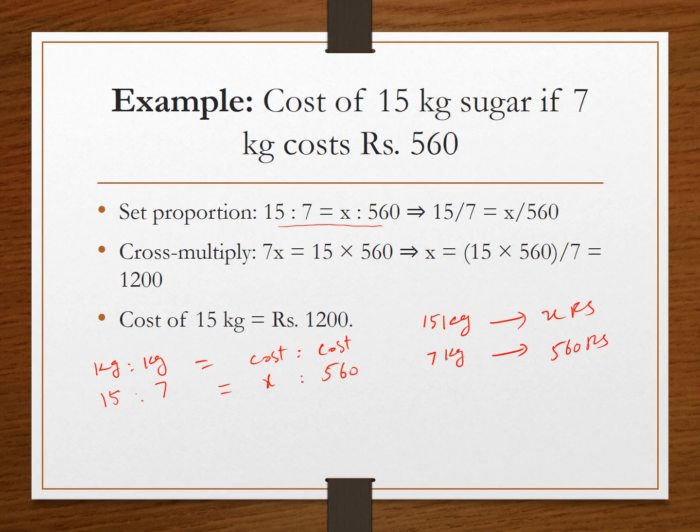15 ratio 7 is equal to x ratio 560. Now we will convert these ratios into fractions as 15 over 7 is equal to x over 560. So after cross multiplication, we will get 7x is equal to 15 multiplied by 560. Here we have to find the value of x. So we will shift the 7 to the right hand side, and then after simplification, we will get x is equal to 1200. So the cost of 15 kg is rupees 1200.